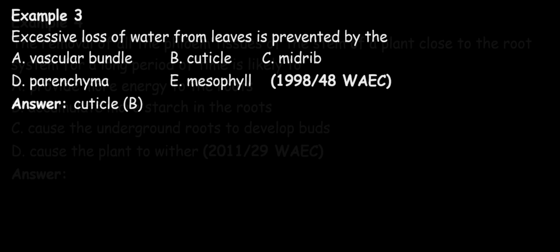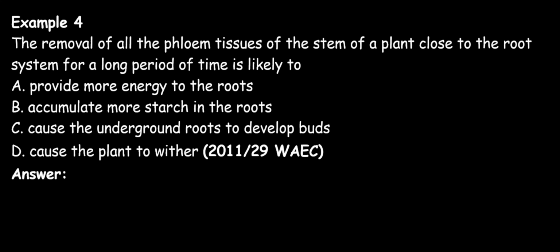So our next question, it says the removal of all the phloem tissues of the stem of a plant close to the root system for a long period of time is likely to A. Provide more energy to the roots. B. Accumulate more starch in the roots. C. Cause the underground roots to develop buds. D. Cause the plants to wither. The answer to this question is D.